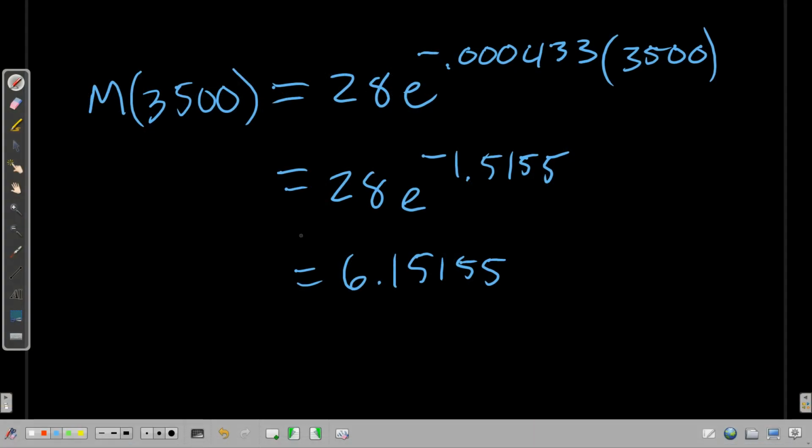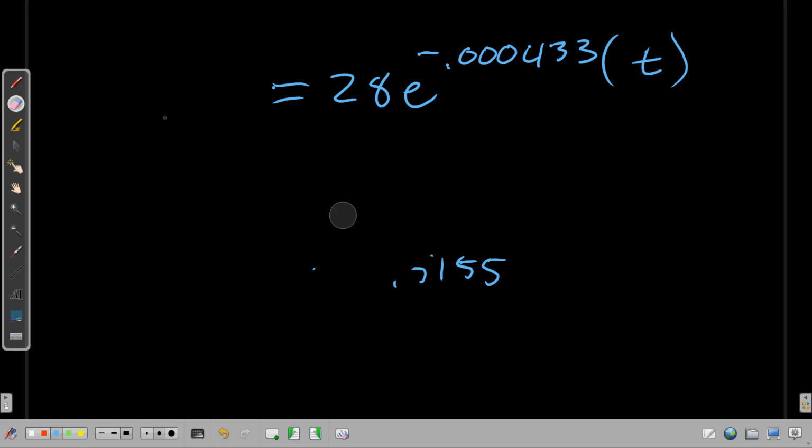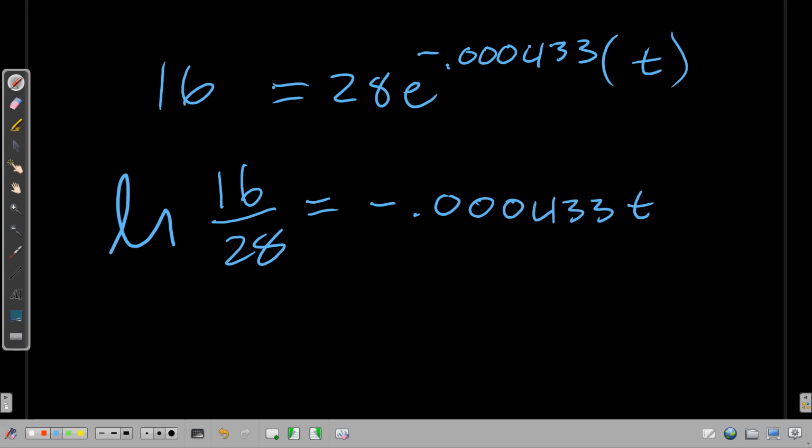So now I'm curious to solve the equation for T whenever the left side says 16. Well, then you know the drill. 16 over 28 is equal to e to that power. But since it's e to that power, I'm going to immediately take the natural log on both sides and just be left with that exponent. And divide both sides by that rate.